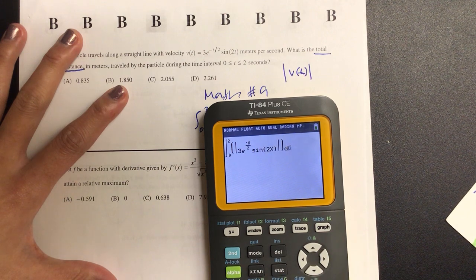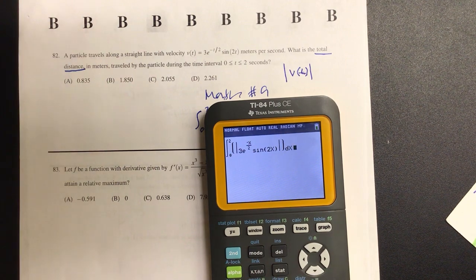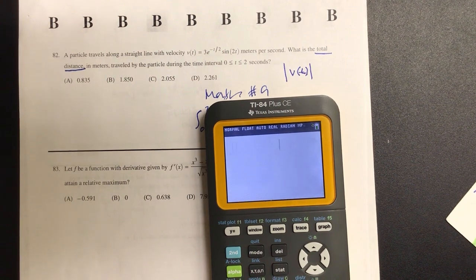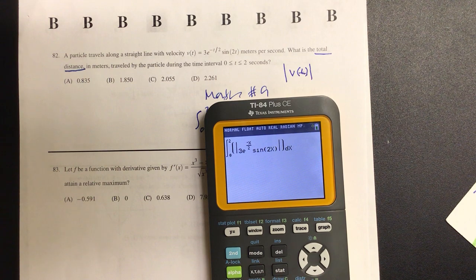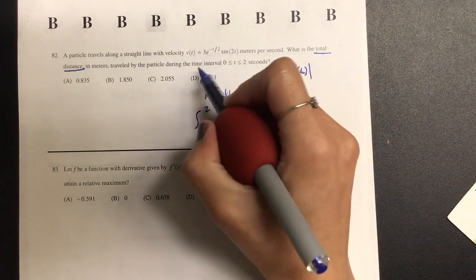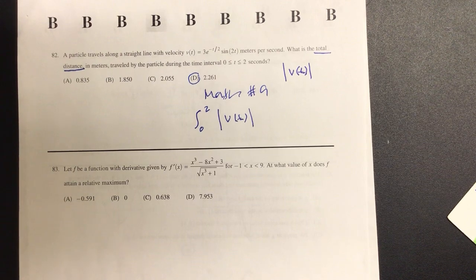You should have gotten 2 point something. 2 point how many? Let's see. Should be 2.261. It's taking a while. Yep. So for all the ones that could be potentially a freebie, please don't miss it. Okay, number 83. Kaylee, let's read.